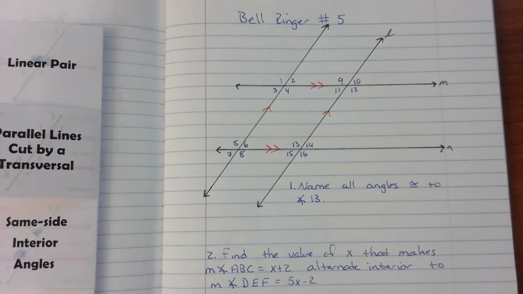1? So 1 and 10 are both outside, but do they alternate the transversal? No, they're both on top. 10 and 3, yes, are alternate exterior, but 10 and 3 are not congruent to 13. So your consolation prize is to go to the bathroom. What one am I missing? 4. Why? I thought we said 4. No, we never said 4. We said 13, 9, 1, and 5, and then we said 16, 12, 8. We never got to 4.